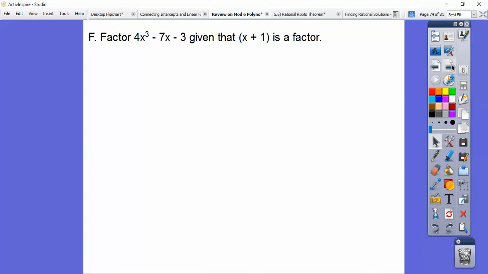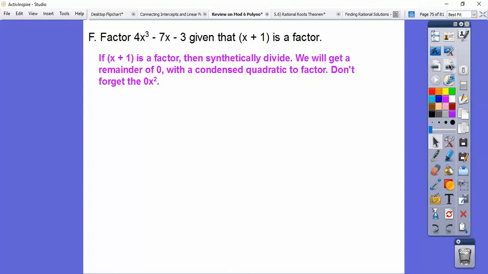Okay, all right, so let's factor given that x plus 1 is a factor. Notice there's a 0x squared. Here we can synthetically divide. Just remember our box number is the opposite of plus 1. It's negative 1, okay? So if it is a factor, then if we synthetically divide, we should get a remainder of 0. And those numbers down below that straight line are going to be the coefficients of our condensed equation, one degree less. So since this is a cube, when we synthetically divide, we get a remainder of 0, and it's going to give us our x squared term.